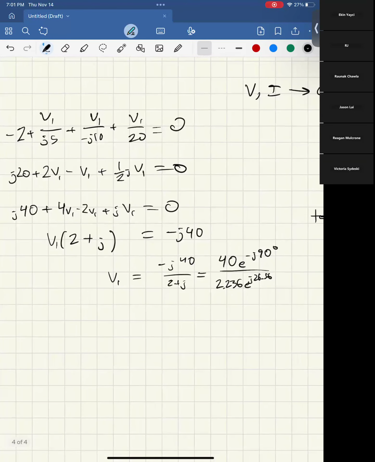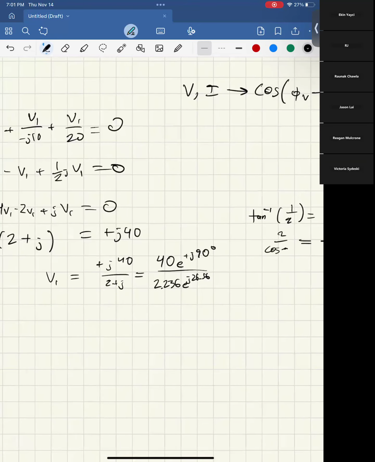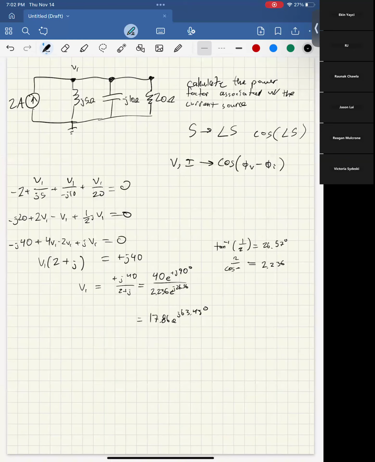Oh, okay, I see. This should have been negative, this should have been negative, this should have been positive, this should have been positive, and then this is a positive. Okay, there we go. So this gets you 17.86 e to the j 63.43 degrees. Okay, there we go. So then moving on from there, we have our V1.